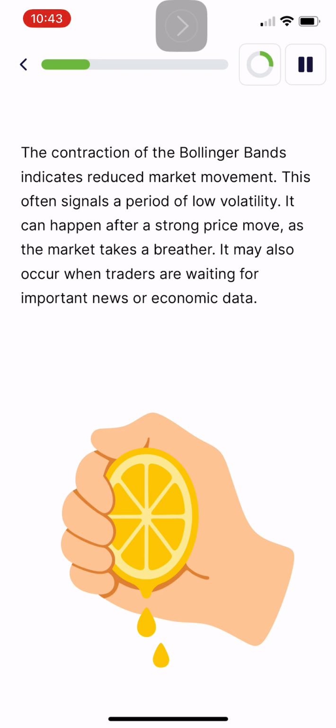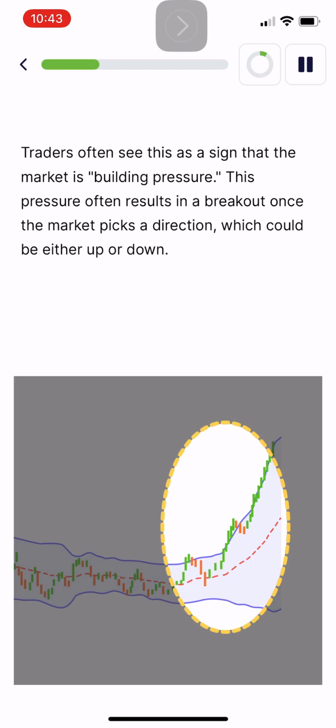This often signals a period of low volatility. It can happen after a strong price move, as the market takes a breather. It may also occur when traders are waiting for important news or economic data. Traders often see this as a sign that the market is building pressure. This pressure often results in a breakout once the market picks a direction, which could be either up or down.